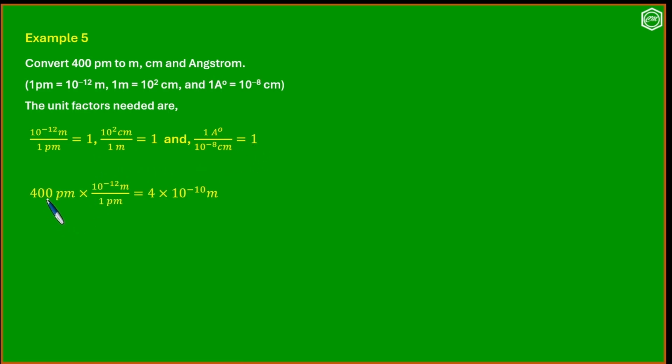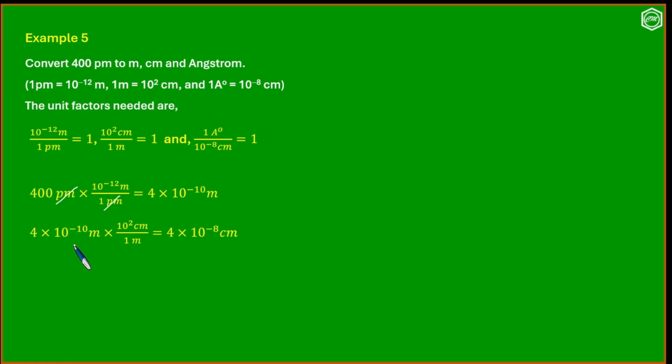Now, the value is 400 picometer. First, we convert it to meter. So, we use this conversion unit factor, that is 400 picometer into 10 raised to minus 12 meter by 1 picometer. Picometer and picometer get cancelled. So the result is 4 into 10 raised to minus 10 meter.